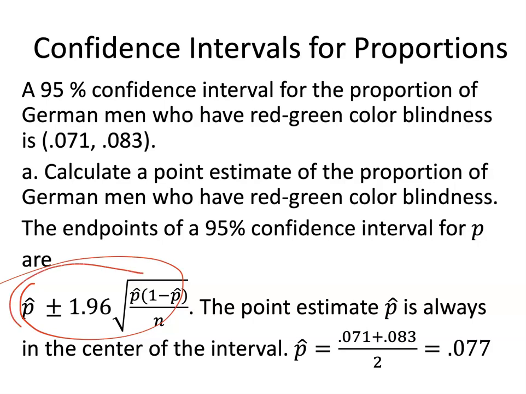So at one endpoint you have p hat minus this stuff. At the other endpoint you have p hat plus this stuff. So smack dab in the middle, you're going to have p hat. So if we just average the endpoints of the confidence interval, we get p hat. So p hat is going to be (0.071 plus 0.083) over 2, in other words, 0.077. So that would be our point estimate for p. In other words, based on this confidence interval, we would estimate that 7.7% of German men have red-green color blindness. And that's actually pretty standard throughout Europe. Red-green color blindness is less common outside Europe, but in Europe, it's roughly 8%.